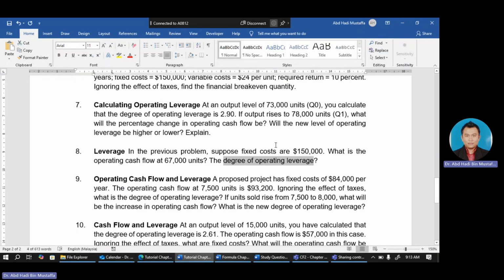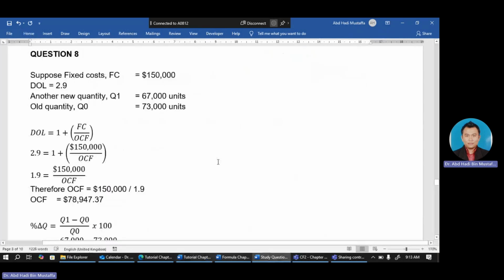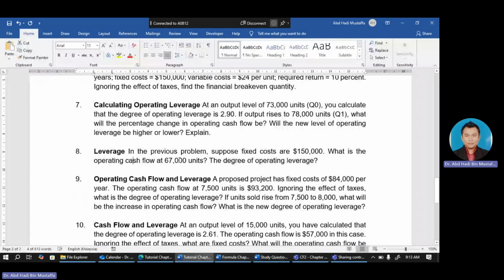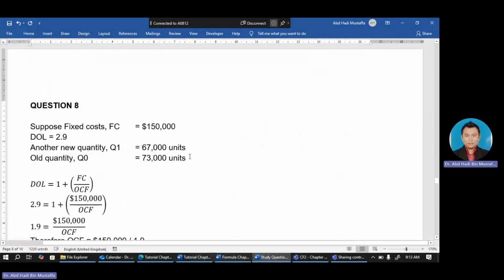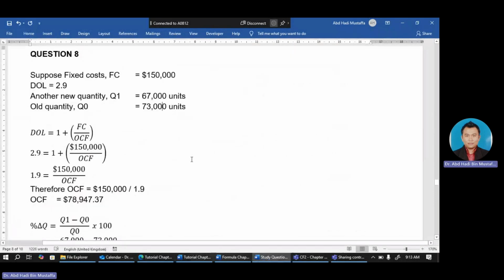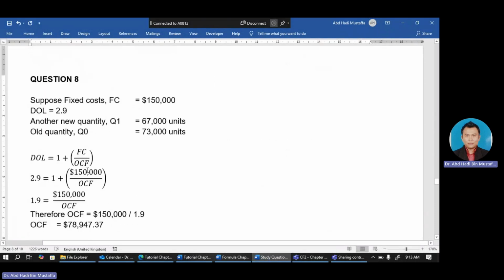Q1 67,000. Tadi yang lama, soalan yang belakang tadi, Q1 ni kalau 78,000. Tapi dalam soalan ni, Q1 dia jatuh daripada 73 ke 67. So we want to see if, kalau logically kalau quantity decrease, maknanya dia punya DOL pun akan jadi turun kan? Dan percentage change of quantity akan jadi negatif. Kalau tak percaya, tengok dekat sini.